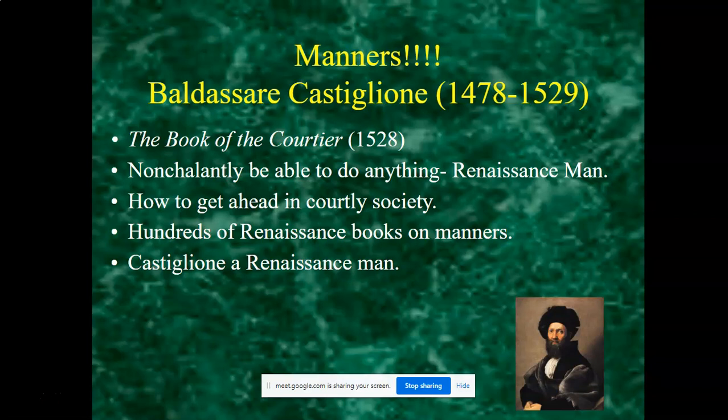There's hundreds of books on manners. If you ask Baldassare Castiglione what the end-all, be-all to life is, he might tell you it's to be the perfect courtier. What would 99 people out of 100 tell you at this point in time? God, getting in heaven. So, completely different sort of thing.